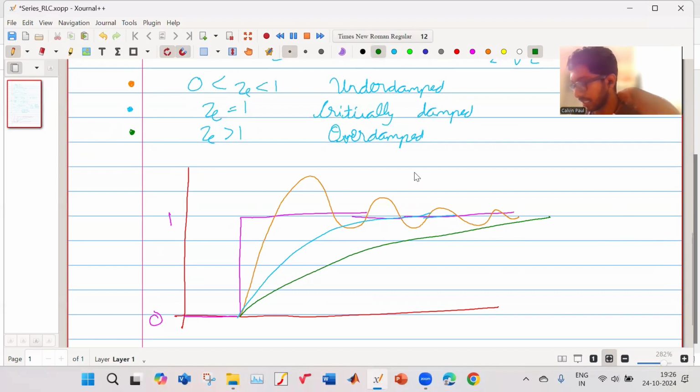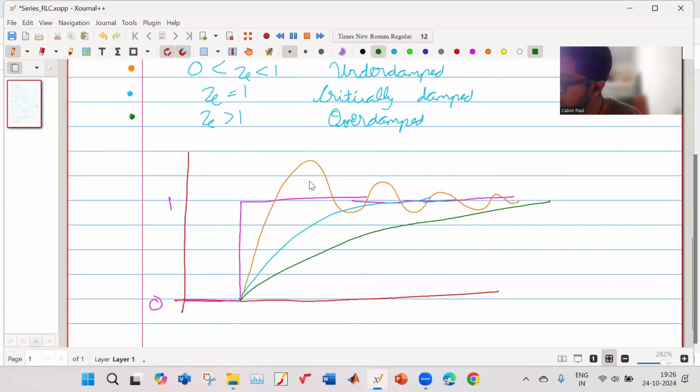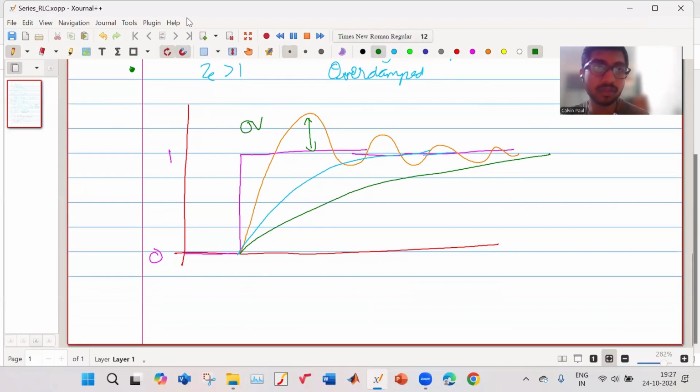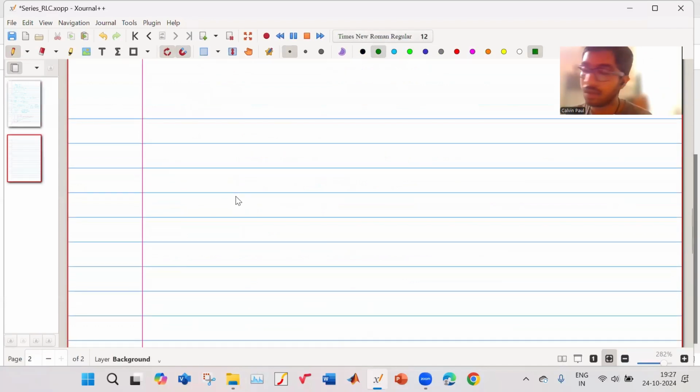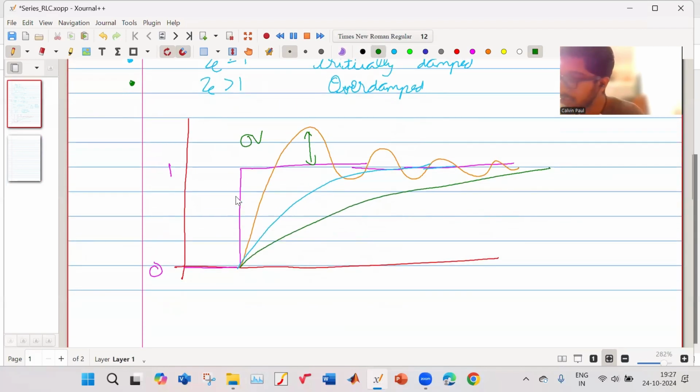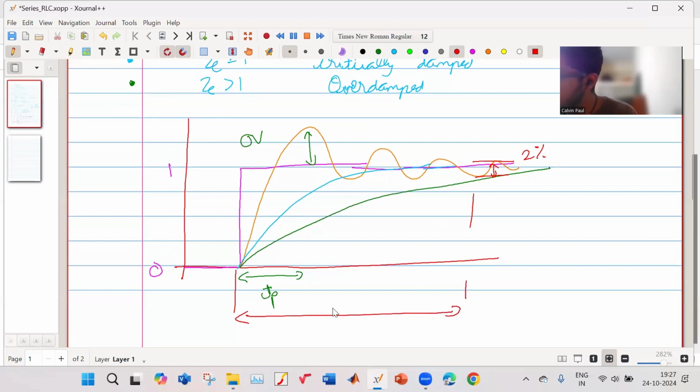There are various other criteria. This is known as your overshoot. The time it takes to reach the maximum is known as your peak time, as well as the time it takes to reach within 2% of the steady state value. That time is known as your settling time.